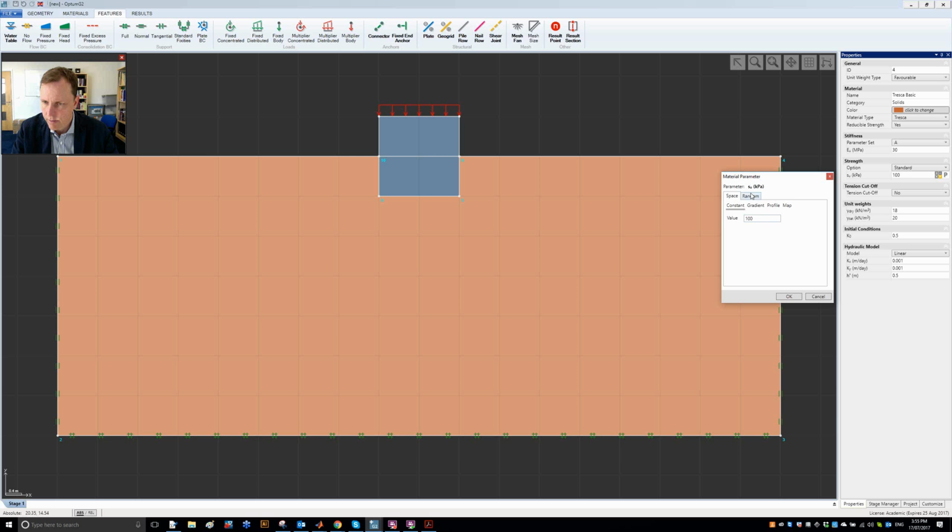So 100 here, that's going to be the mean value. And then I have a choice between a normal distribution or a log normal distribution. I'm going to pick the log normal distribution in this case.